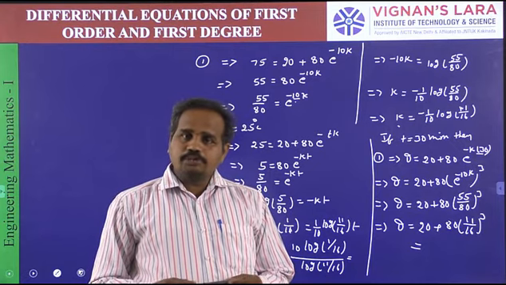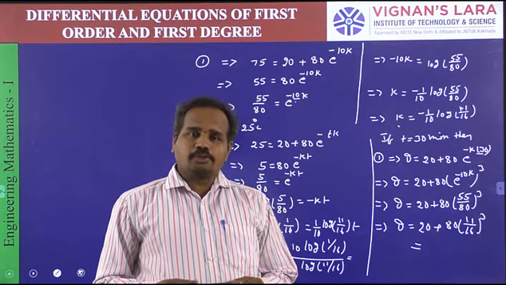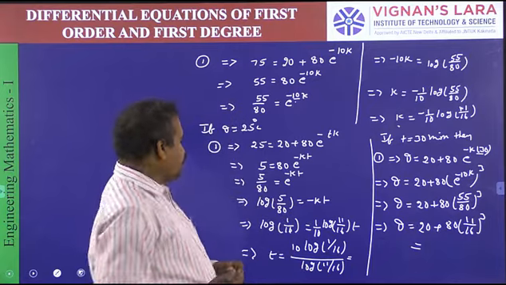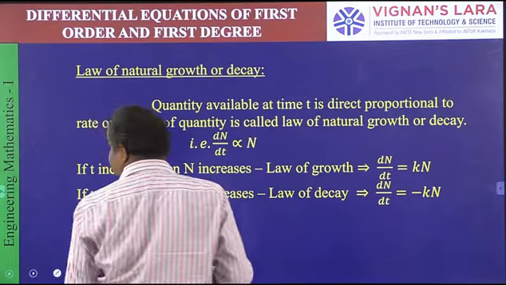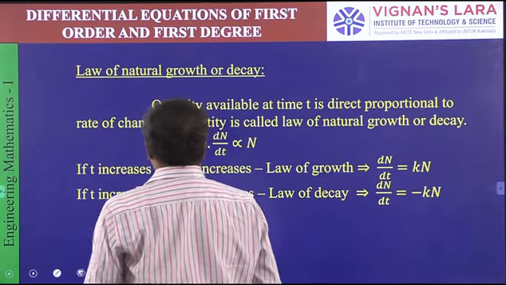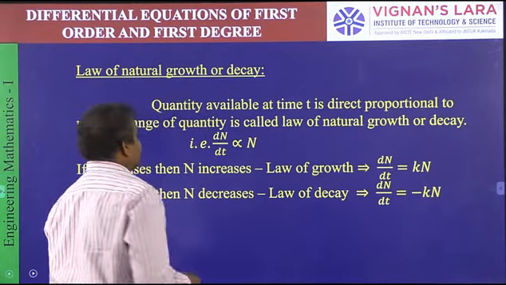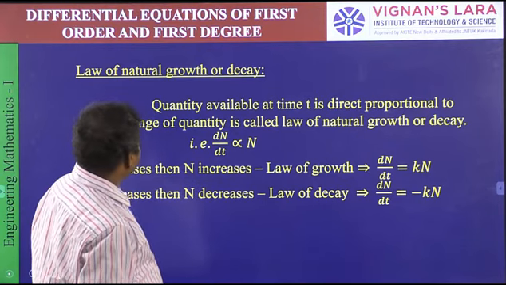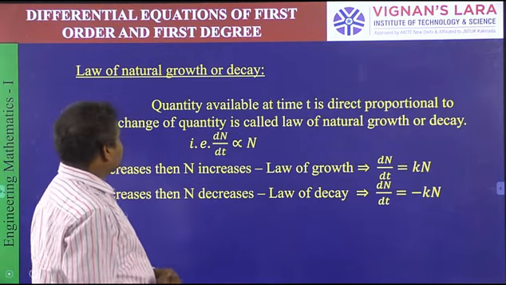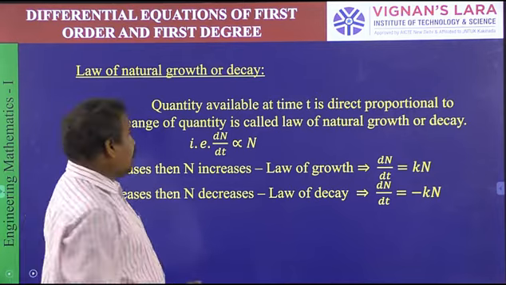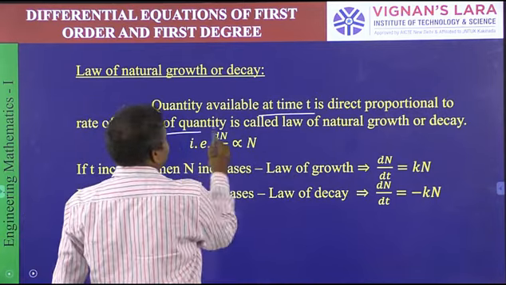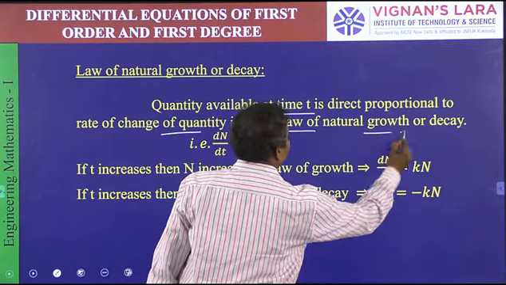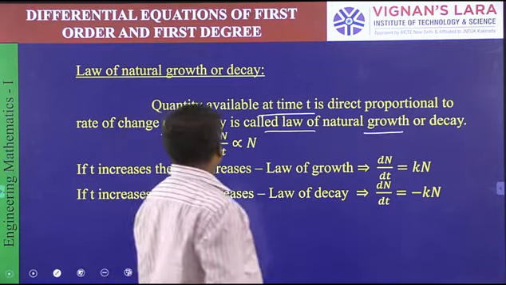If the temperature of the object is known, then we are evaluating time also. Like this, we are calculating the problems by using Newton's law of cooling. So here, one more topic is the law of natural growth. Law of natural growth means the quantity available at time t is directly proportional to the quantity, and it is called the law of natural growth or decay.